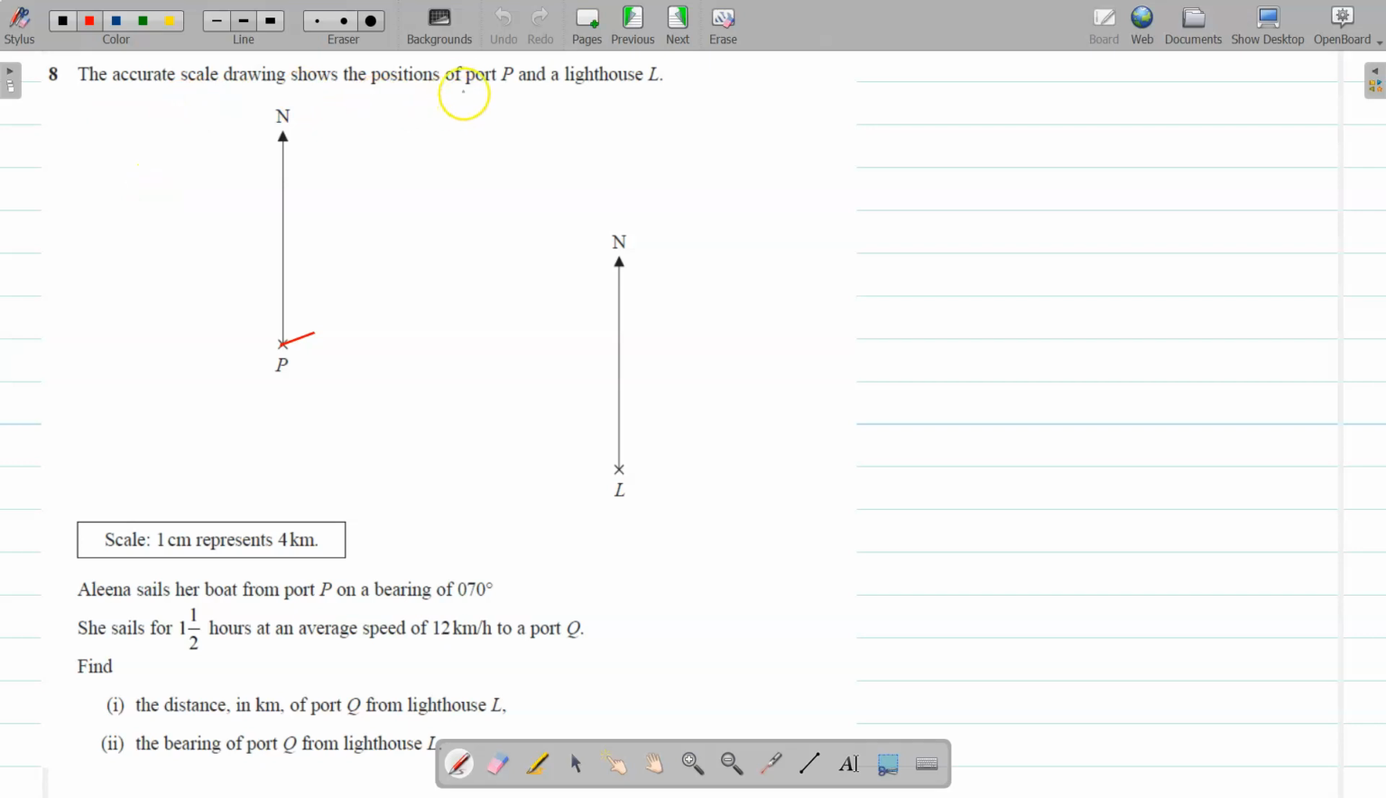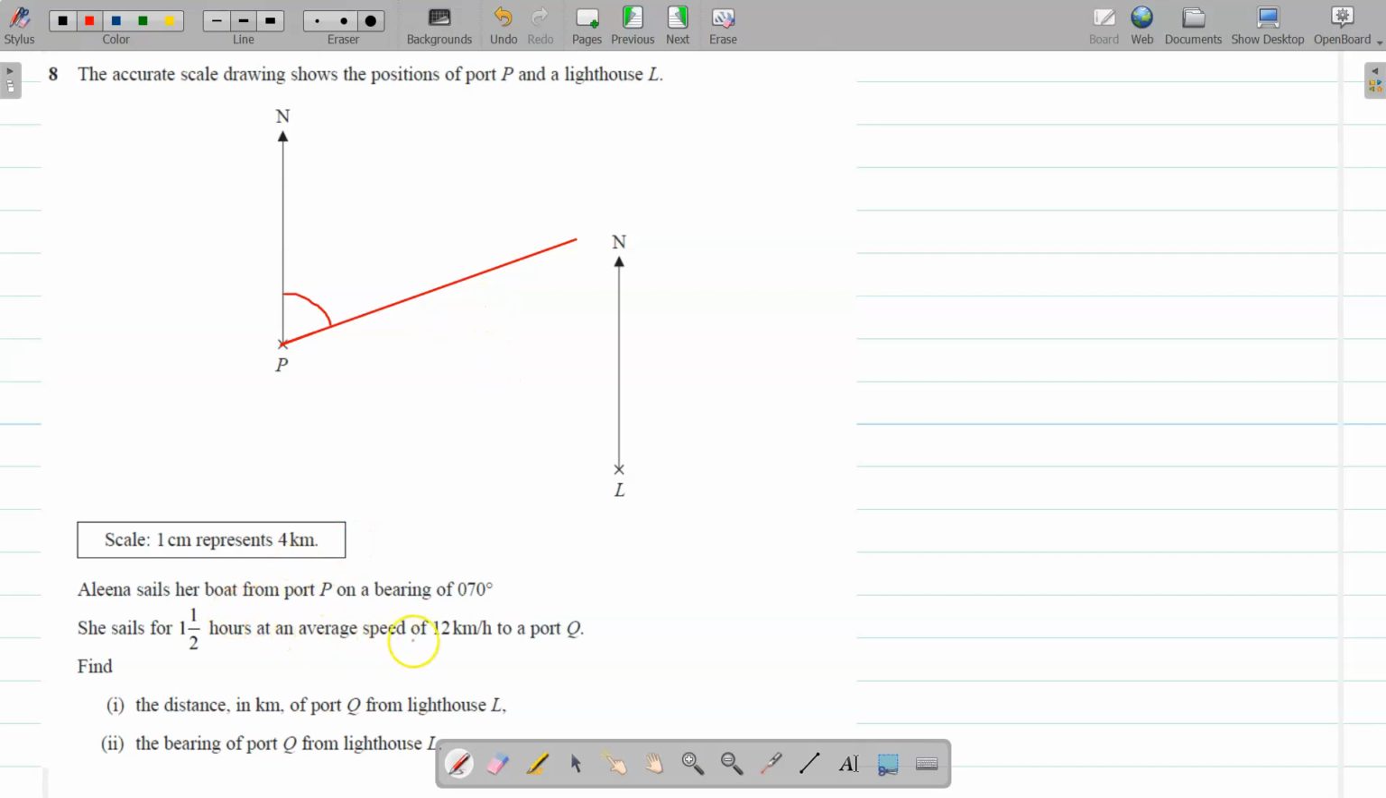Okay, an accurate scale drawing shows the position of port P and lighthouse L. Now this is going to be difficult on the tablet because I don't have the original, it's not the same scale, but I'm going to show you how you would do it and explain the process. So the first thing is she sails from port P on a bearing of 70. So the first thing I must do, and I've already started it here, is measure a line with a bearing of 70 degrees and make it longer than I think I need. That angle there I measured is 70 degrees, which is actually this angle in here. So it's clockwise from north.